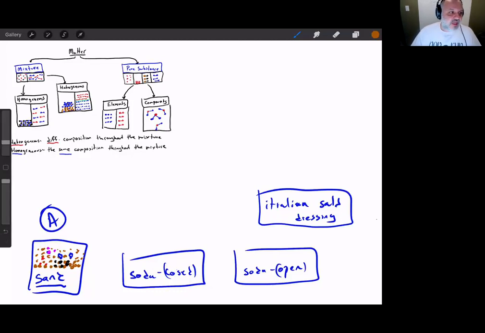So sand is definitely a heterogeneous mixture. What about soda when it's in a closed container? It's got water, it's got food coloring, it's got flavoring, and it's got sugar in it. What do you think about that? Yeah, it's absolutely a homogeneous mixture.